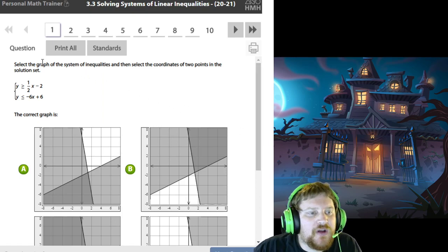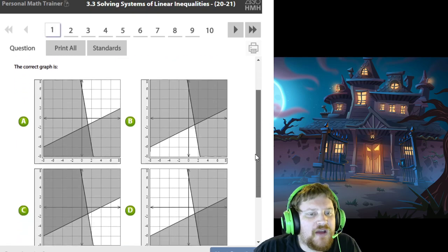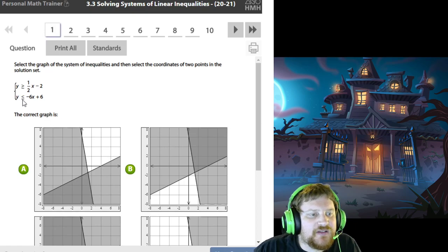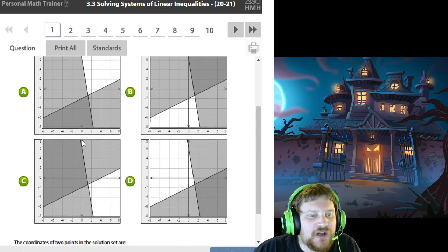So, taking a look at number 1, select the graph of the system of inequalities and select the coordinates of 2 points in the solution set. So, y is greater than or equal to 1/2 x minus 2. Well, 1/2 x minus 2 is this line, and we need to be shaded above it because it's greater than. So it's either B or C. This is y is less than -6, so that needs to be shaded to the left, so it is C.